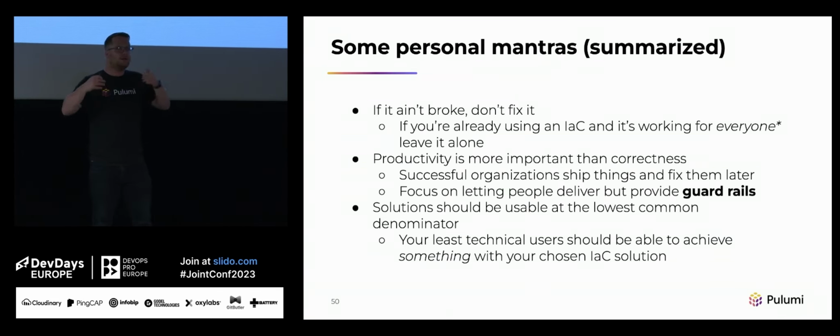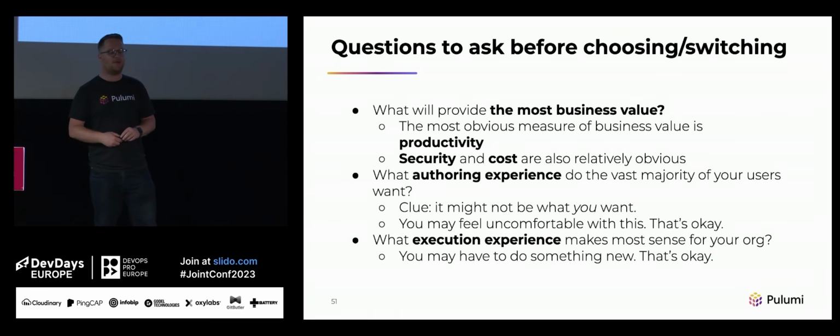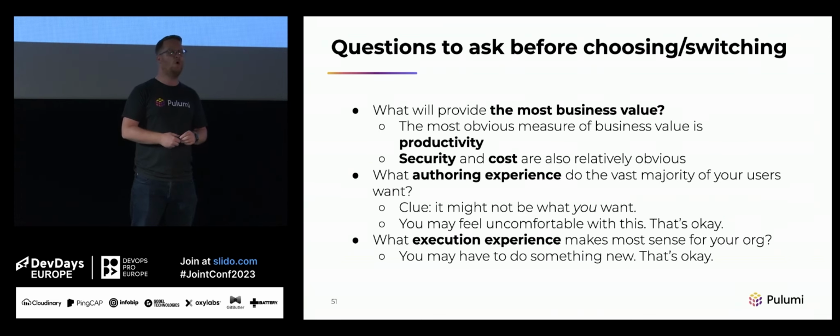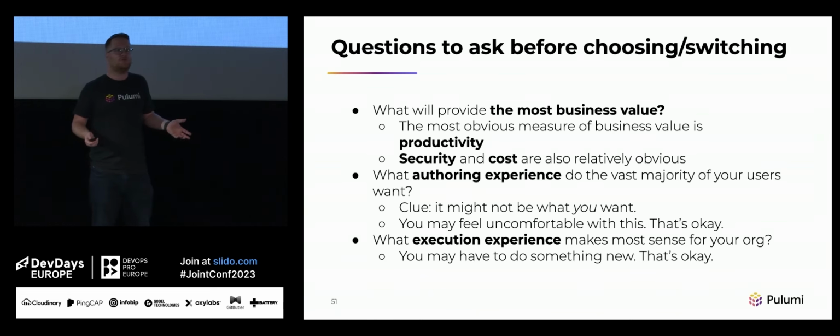Infrastructure as code is no different from any other product. So what questions should you ask? What will provide the most business value? What's going to be increasing the productivity of organizations? Security and cost are obviously a factor, but productivity can often offset cost. Ask yourself, what authoring experience do you want people in your organization to have? What do the vast majority of your users want? And what execution experience do you want them to have? How do you want that to look? You might have to do something you haven't done before. That's totally okay. It will probably be a net benefit for everybody.